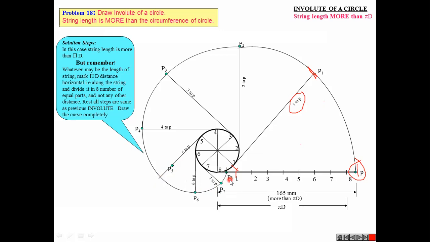Fine. Earlier case was string length same as pi d. In that case, that 8 and P would coincide. Here P is going beyond 8. Understand? Main thing is that we divide circle into 8 equal parts. So we divide pi d into 8 equal parts, irrespective of what is the length. If it is more or less, whatever it is, we divide circle into 8 parts. That's why we divide pi d into 8 parts. It is ultimately circle being opened. That's it. Point 8 being as it is.